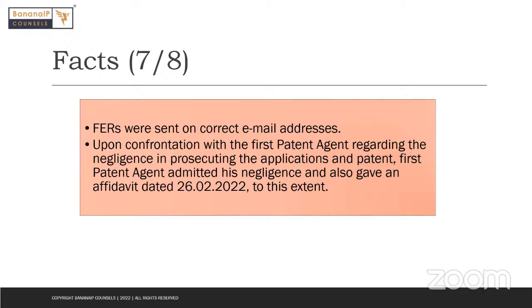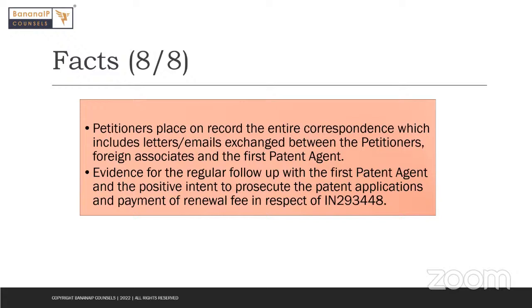And so the petitioners' contentions are that they have a long association with the first patent agent since the year 2012, and they had a reasonable expectation that he would comply with the standing instructions of the petitioners for prosecuting the applications within the stipulated timelines and the deadlines. The petitioners also contended that based on the information given by the first patent agent, they were made to believe that the first patent agent was meticulously following up the matter with the Indian Patent Office, including the steps for restoration of the patent applications and the patent, which was evidently not the case. The petitioners place on record the entire correspondence, which includes letters and emails exchanged between the petitioners, the foreign associates, and the first patent agent.